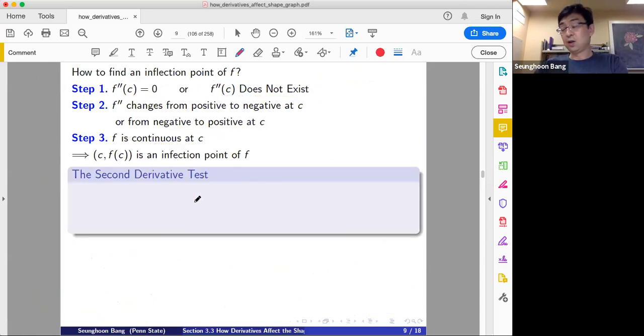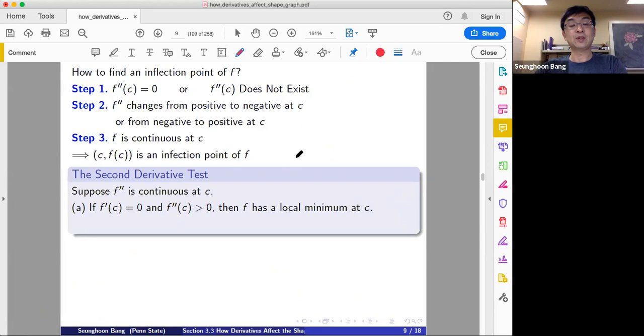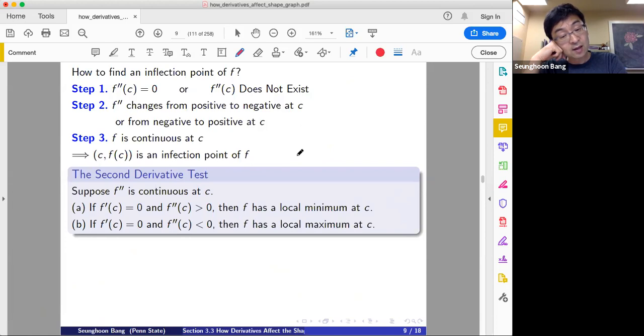The next, we think about the second derivative test. Suppose the second derivative is continuous at c. If f prime of c equals 0 and the second derivative is greater than 0, what happens? f has a local minimum. Second one: f prime of c equals 0 and the second derivative of f at c is less than 0. Then f has a local maximum at c.